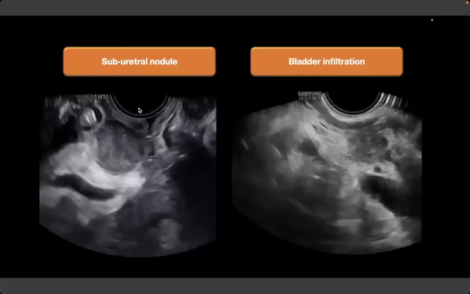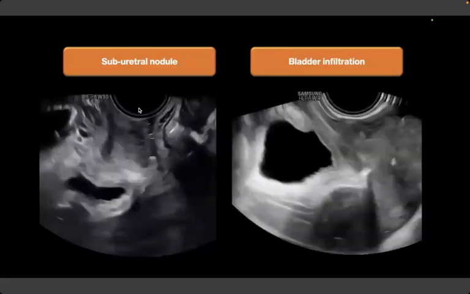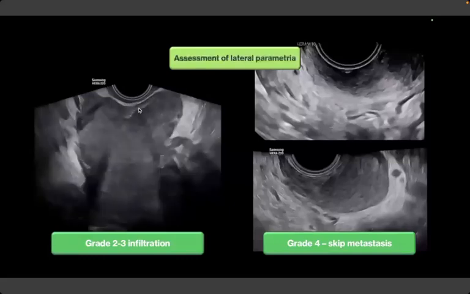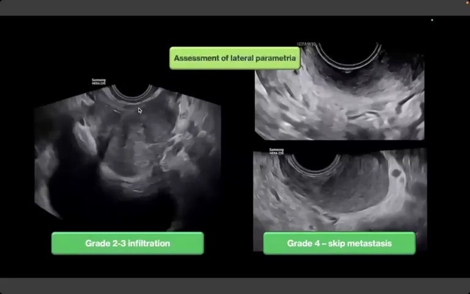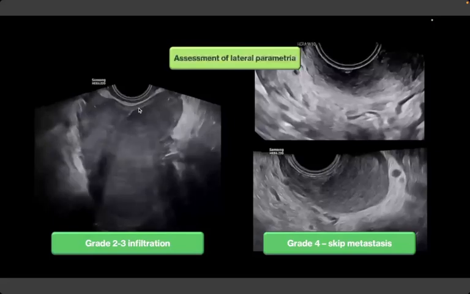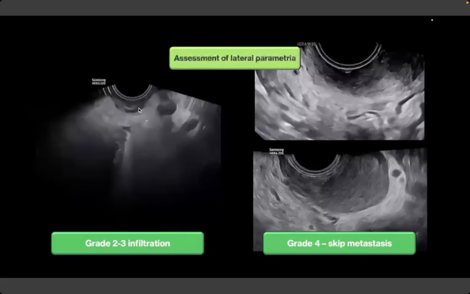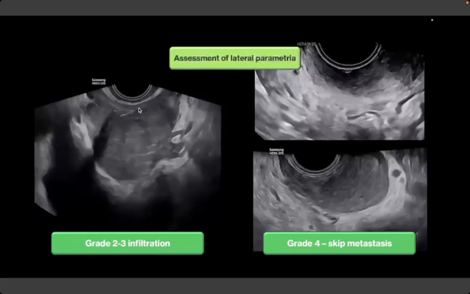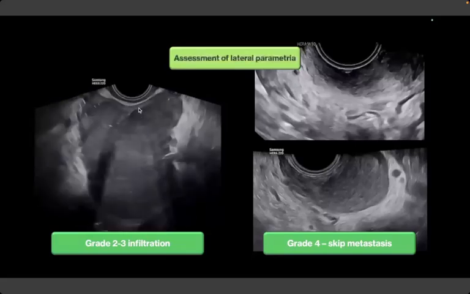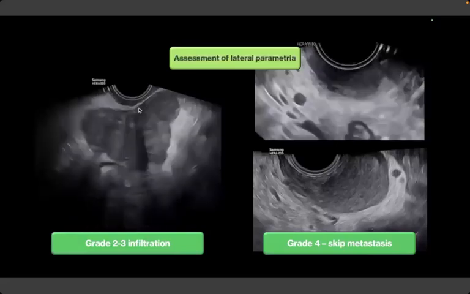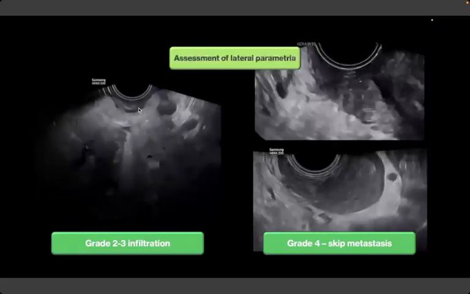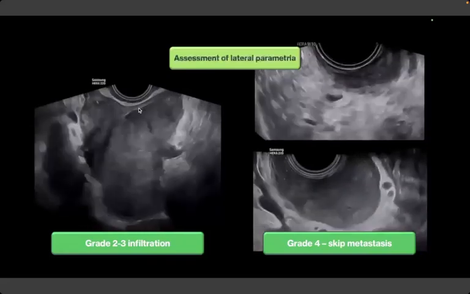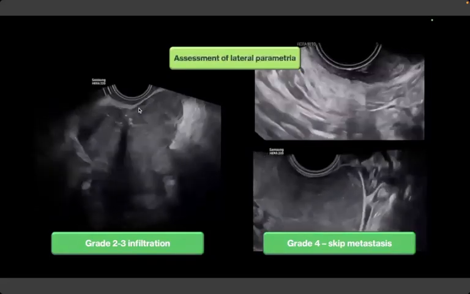Then we rotate the probe of 90 degrees and we evaluate the lateral parametria. In the case on the left of the screen, we see a grade 2-3 parametrial infiltration with solid macroscopic spiculae protruding into the pericervical tissue. On the right side, we see metastatic parametrial lymph nodes that are defined as grade 4 infiltration or skip metastasis.